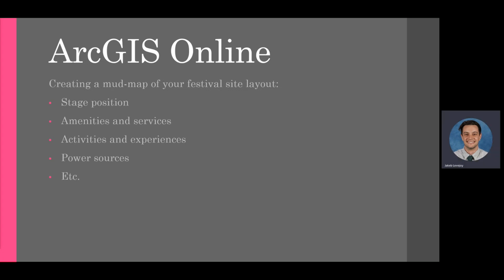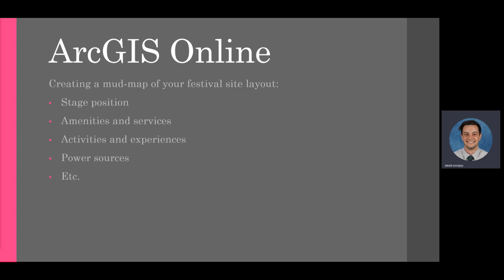Today, as a part of your assessment, you'll be looking at creating a mud map of your festival site layout. So you need to consider things like stage position, the amenities and services that your attendees might need to access, activities and experiences, where your power sources are going to be set up, and more. Now, I'm not going to necessarily go into an extensive list today because that's something that's probably going to happen in class as a bit of a collaboration project between yous. But let's jump into it and I'll show you the basics.